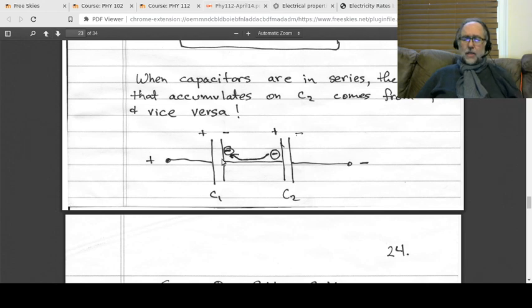That electron that got onto C1, where did it come from? It came from C2. So every electron that's on C1's negative plate came from the positive plate of C2, so the charges must be the same. Okay, so that's a little bit subtle, but basically the charge that accumulates on C1 and the charge that accumulates on C2, they're identical. So Q here is the same throughout.